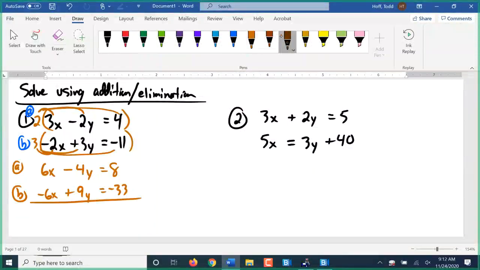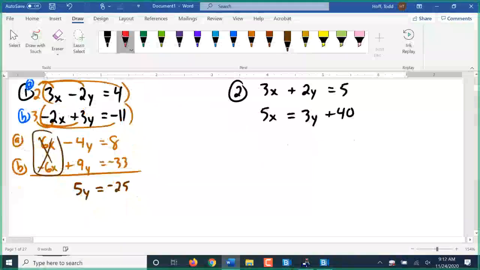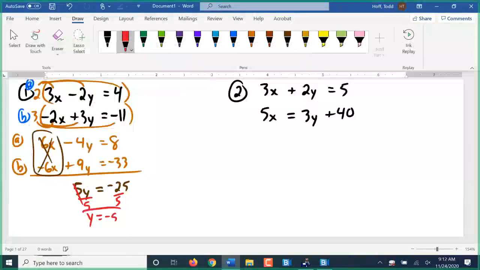Now when we add these equations, 6x and negative 6x is 0x, that disappears. Negative 4y and 9y makes 5y equals 8 and negative 33 is negative 25. So for y, we'll divide by 5, get y equals negative 5.